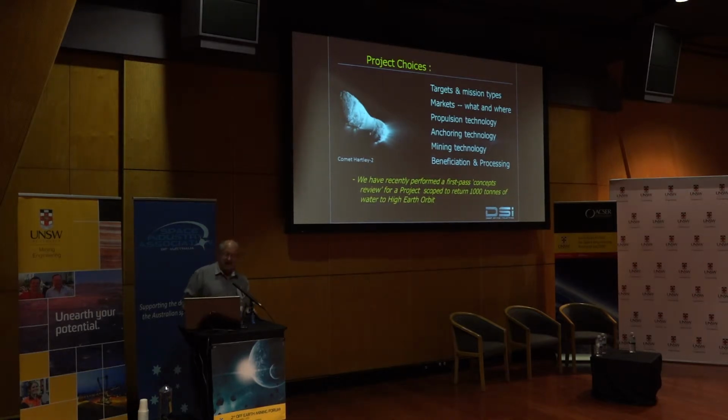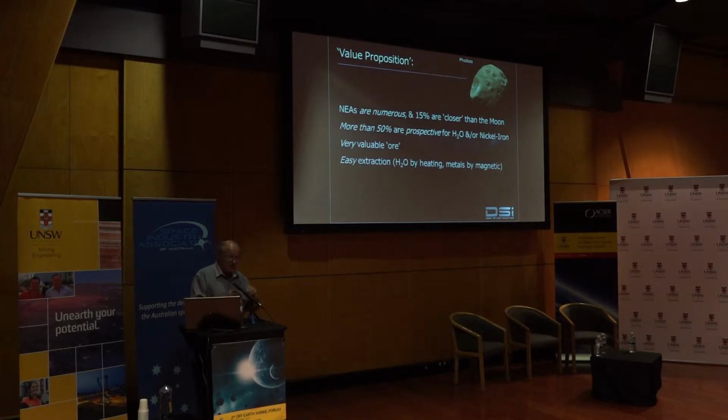We've actually performed a first pass concepts development paper scoped to return 1,000 tonnes of water to high Earth orbit in a period of a decade. And we've got another document which I forgot to bring down, which we're working on at the moment, which is a concepts development document for asteroid mining in general. But you've got to be very forensic. You've got to pick the different parts of the story apart and study each of them very carefully.